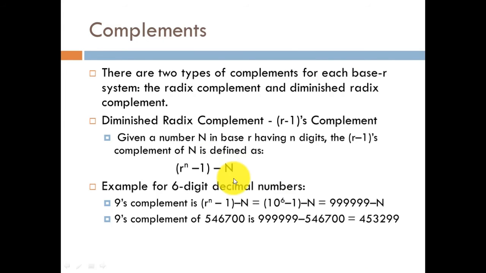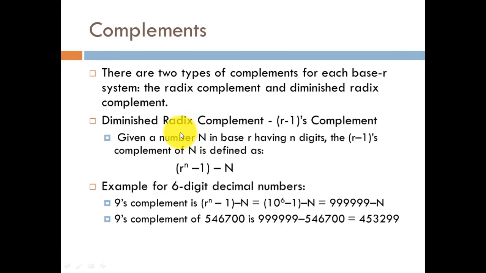Now we are going to discuss complements. Complements are basically used to represent negative numbers. There are two types of complements for each base R system: the radix complement and the diminished radix complement. In short, the base R or radix complement is called the R's complement, and the diminished radix, where the radix is diminished by 1, is called the R minus 1's complement.